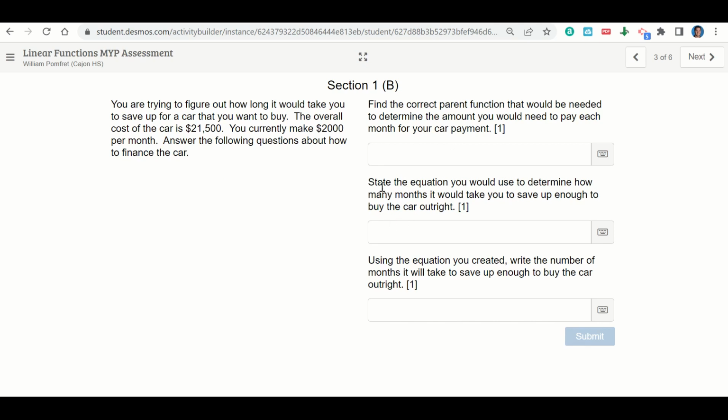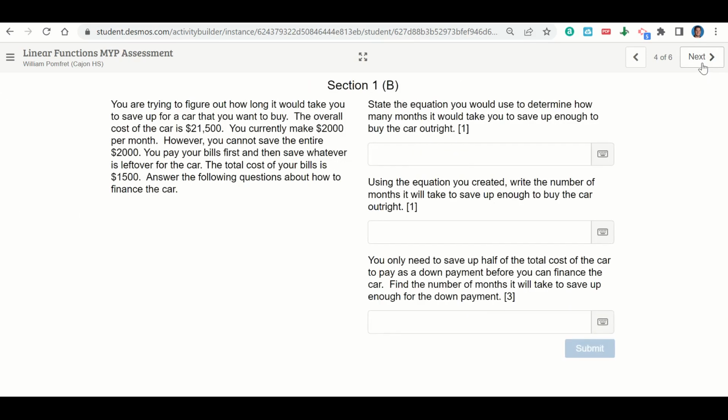The second one says to state the equation you would use to determine how many months it would take you to save up. The third question asks you to solve using the equation you created in answer 2. Then we'll go ahead and click Next.